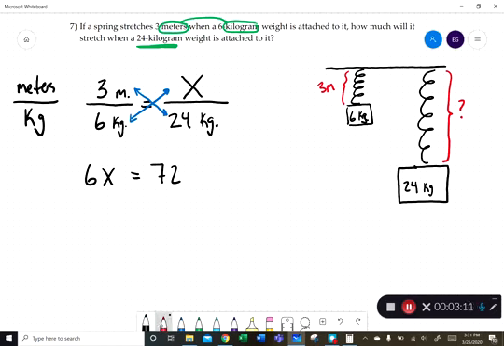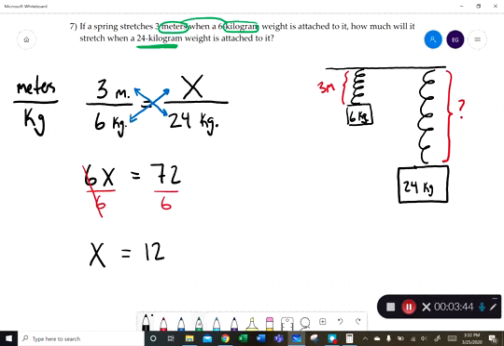Okay, so now we have the equation 6 times x equals 72. We want to get rid of the times 6. Opposite of times 6 is divide by 6. So we can divide both sides by 6. On the left-hand side, those 6's will cancel. So we'll have x. And on the right-hand side, 72 over 6 means 72 divided by 6. And if you put that into the calculator, 72 divided by 6 is 12.